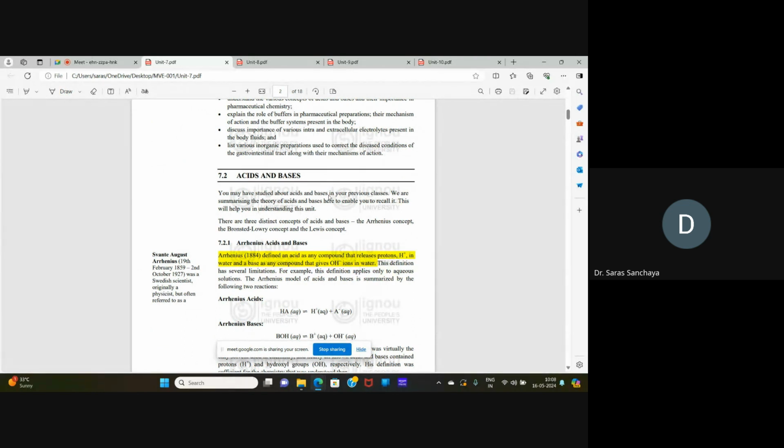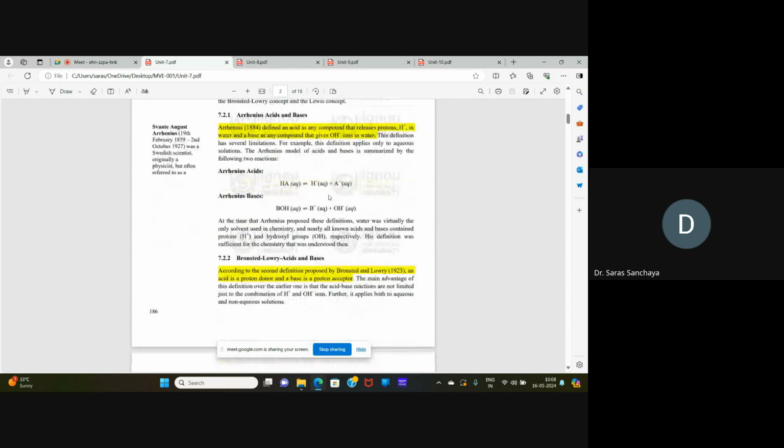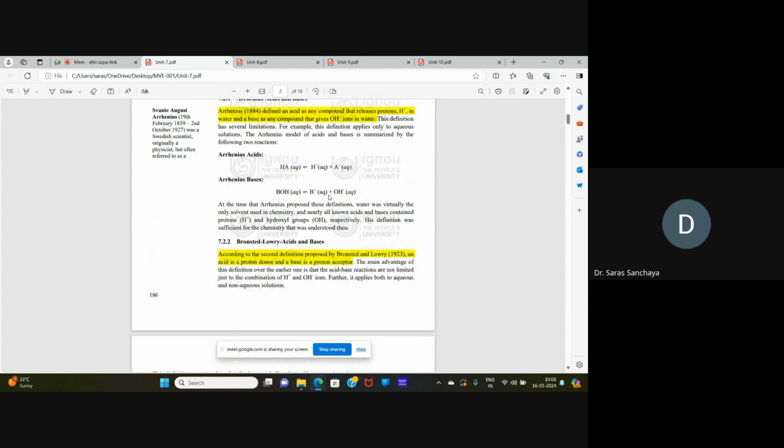Arrhenius defined an acid as any compound that releases protons, H plus, in water, and the base as any compound that gives OH minus ions in the water. So Arrhenius acid and Arrhenius bases. Acids give H plus and bases give OH minus. Now, according to Bronsted-Lowry acids and bases, according to the second definition proposed by Bronsted and Lowry, an acid is a proton donor and base is a proton acceptor. Proton is H plus, so acid is H plus donor and base is H plus acceptor.